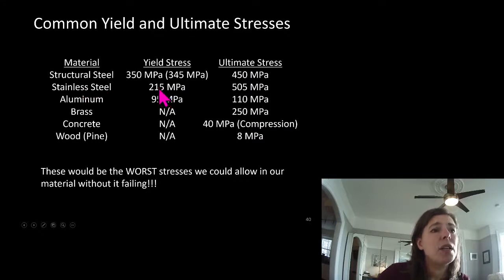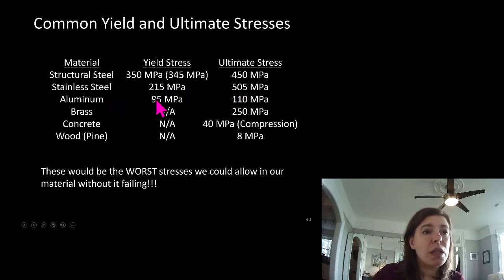Stainless steel, 215 is our yield stress, and our ultimate stress is 505. So look at this. Stainless steel yields at a much lower stress, but its ultimate stress is much higher. Aluminum, very low yield stress and a very low ultimate stress. Now look at brass, concrete, and wood. They have no yield stress.